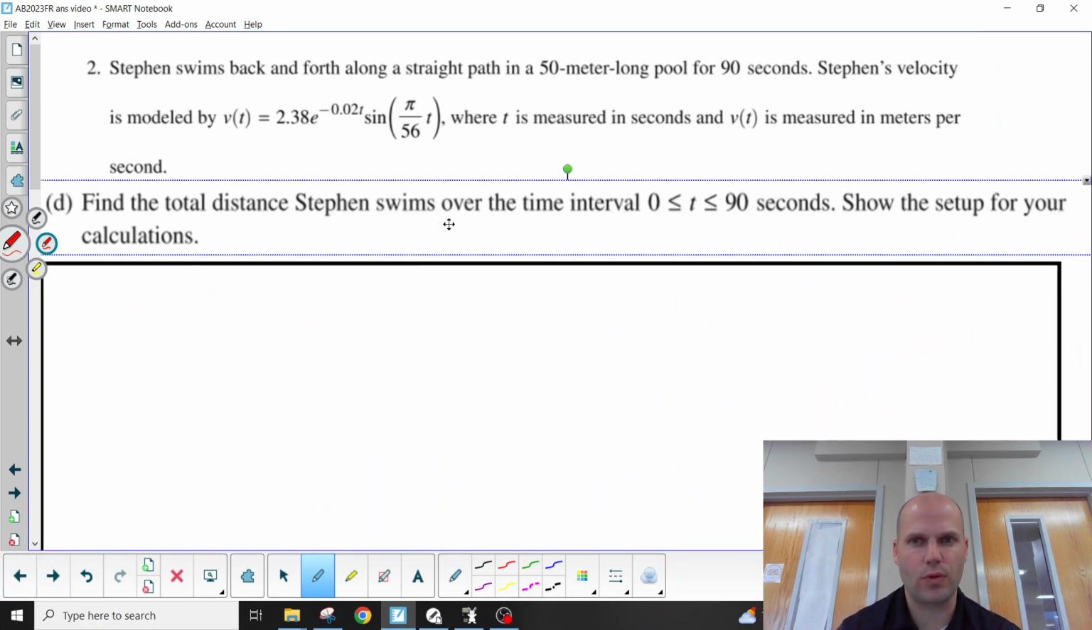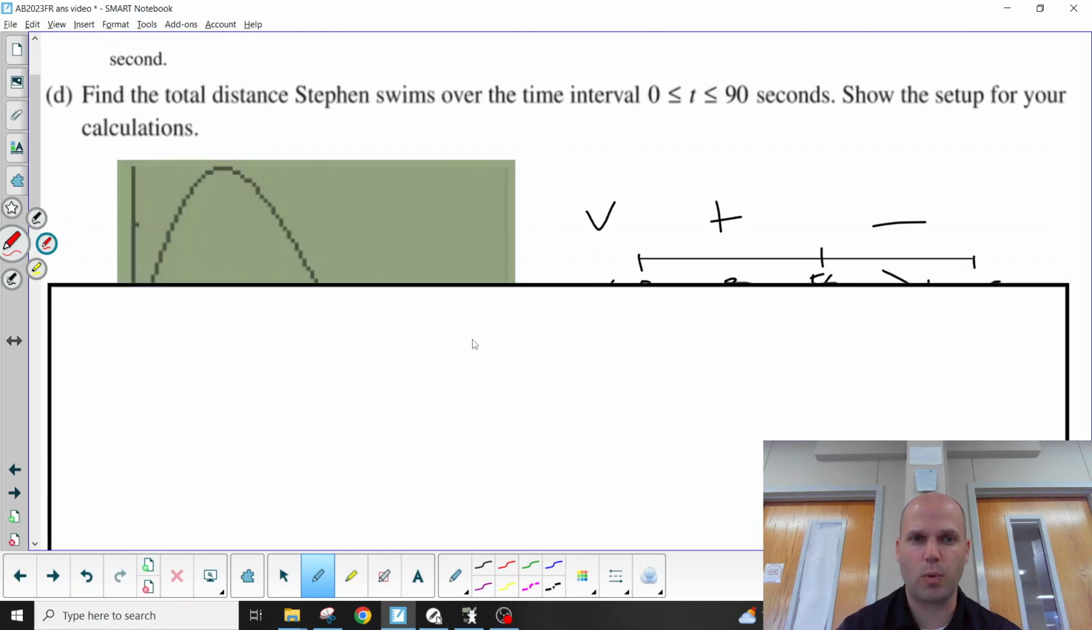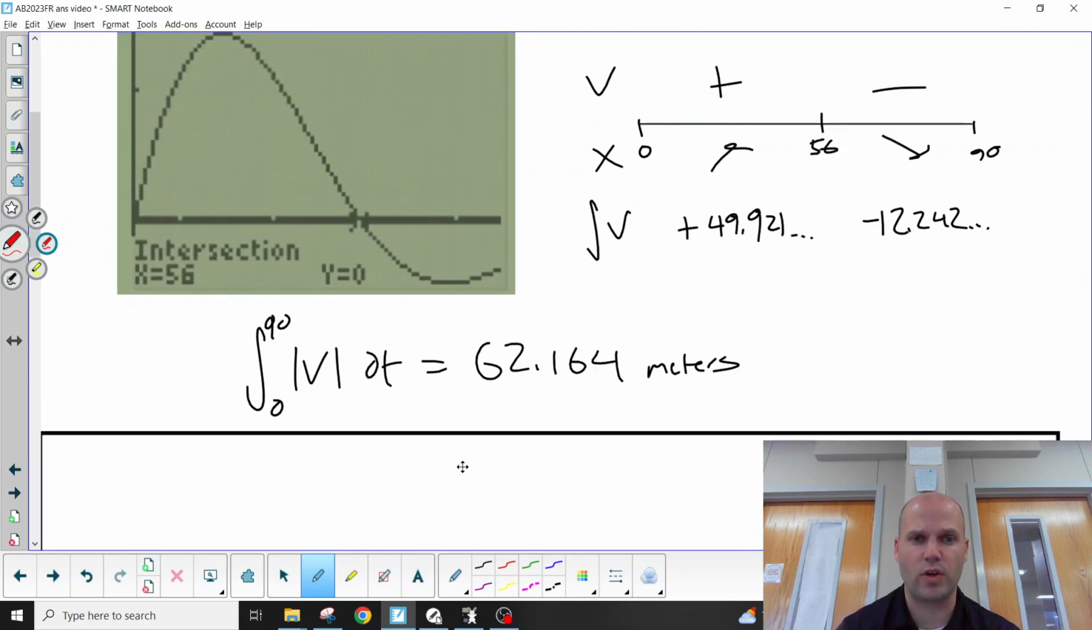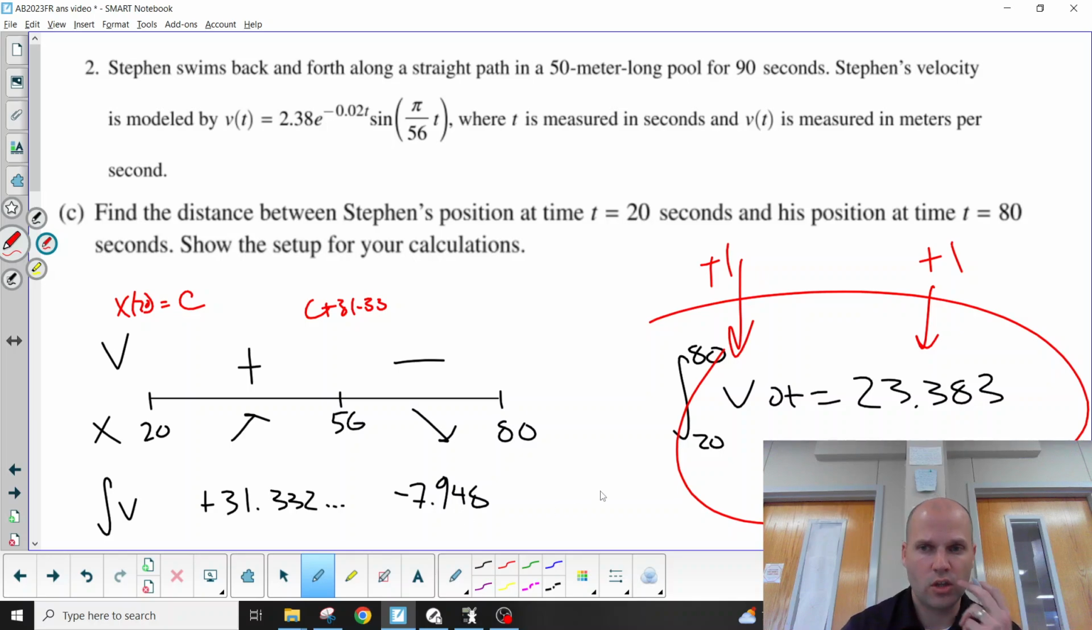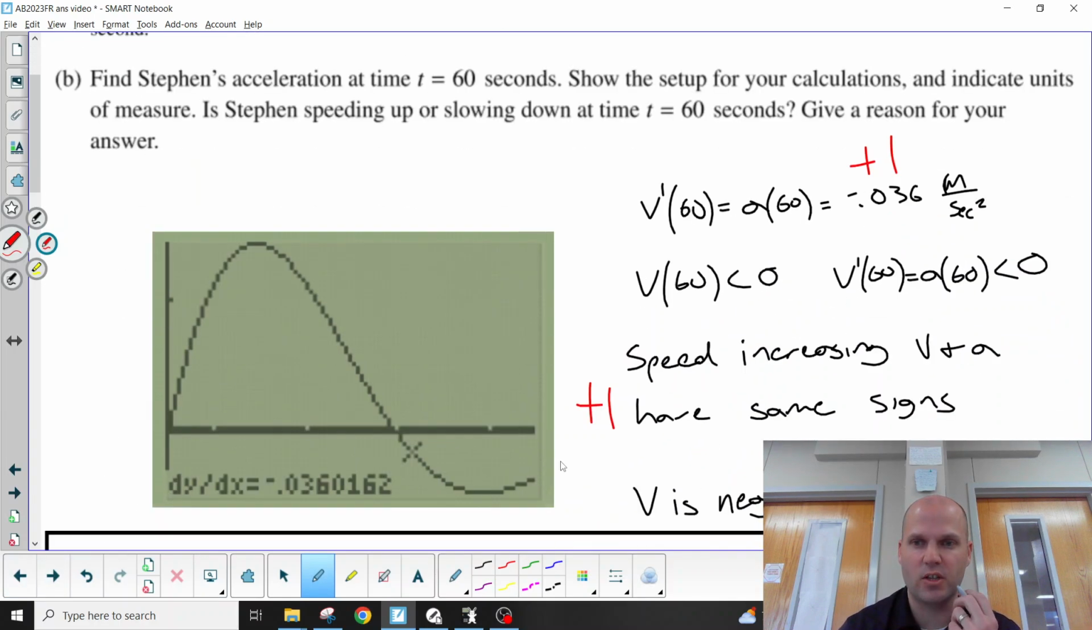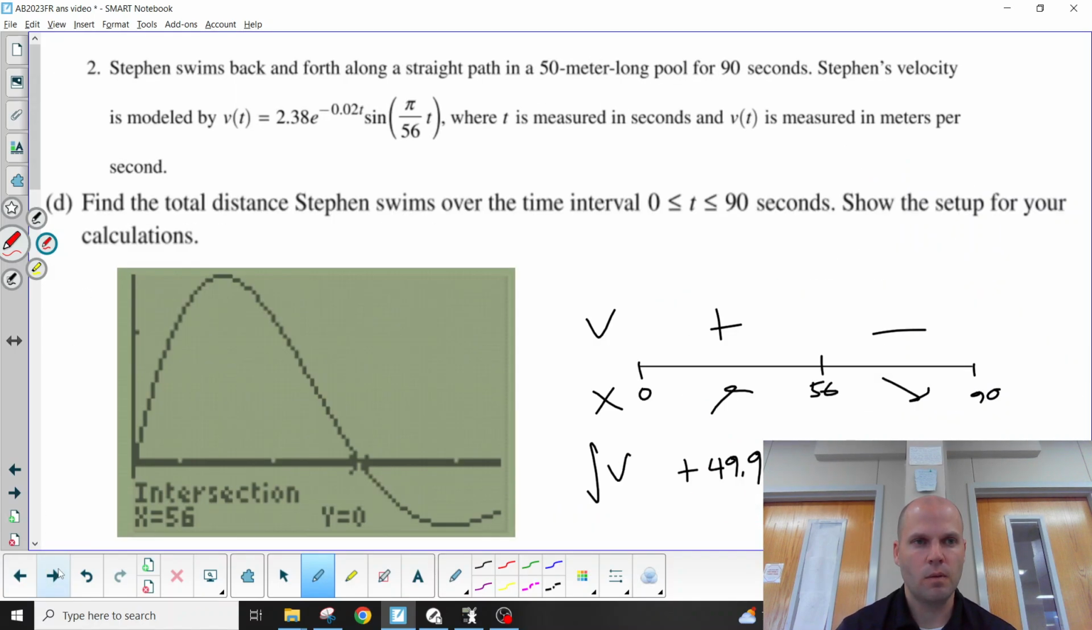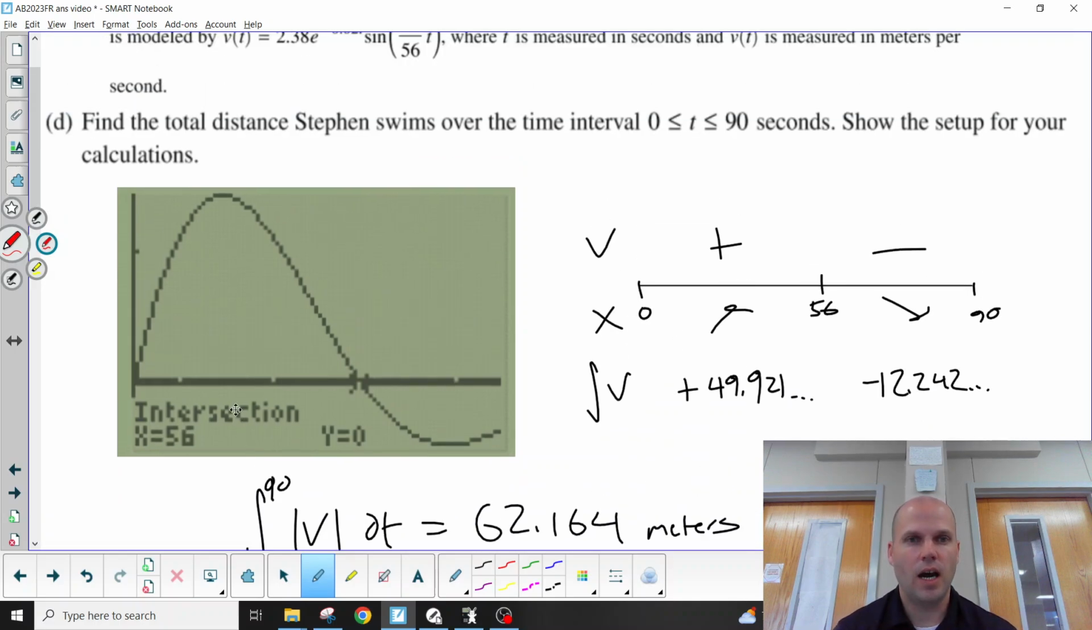Last one's got to be worth 2 or 3. One of these questions is worth 3. I don't know which one. I bet you this previous one, part B, is worth 3. Don't ask me why or how. Because D is not that crazy.